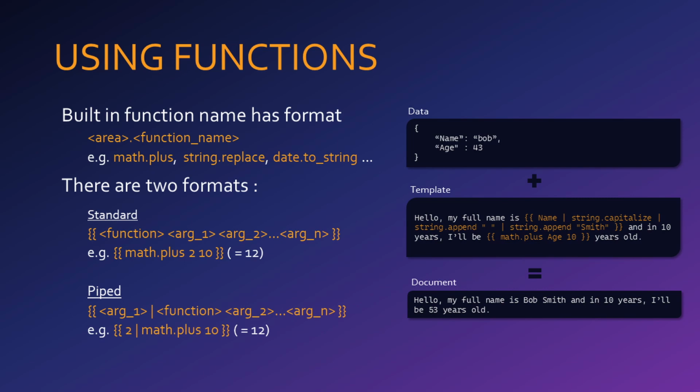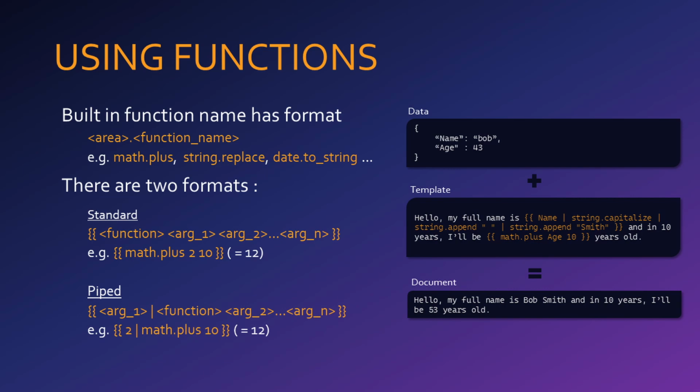Our built-in functions are named according to the following nomenclature. First the area, then a dot, followed by the function name. Hyphens are used if the name contains more than one word. Built-in function names are always lowercase. I've provided the link to the documentation for the built-in functions in the description of this tutorial.